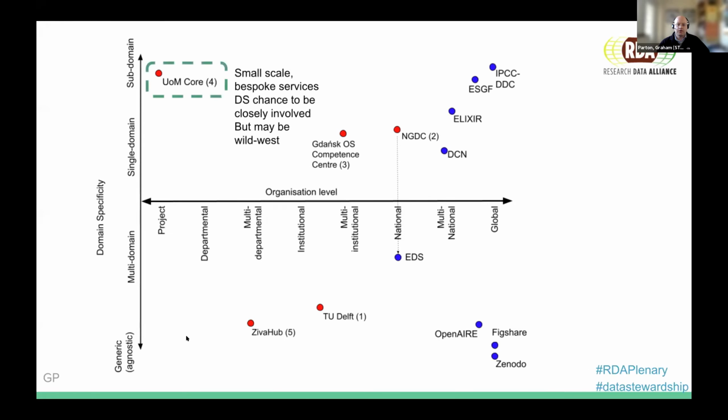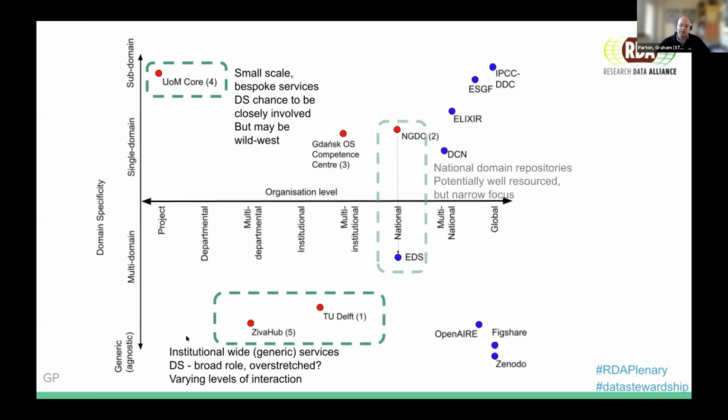And from that, we can say, okay, we expect to see some small scale bespoke services where data stewardship has a chance to be closely involved with the work that's going on. But there could be the potential for, say, a Wild West sort of situation. Moving on, you'll have institutional-wide generic services, which might have a very broad role for data stewardship, which could be overstretched, and there'll be varying levels of interaction. Then you move up to, say, the national domain repositories, which could again be potentially well-resourced, but could have quite a narrow focus.